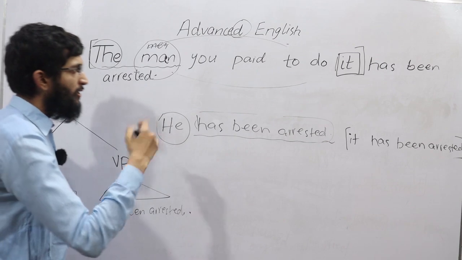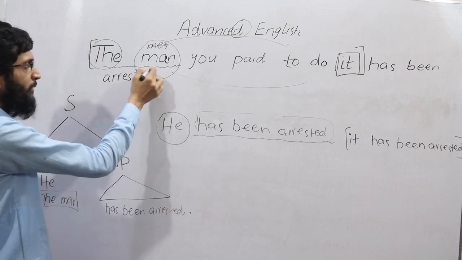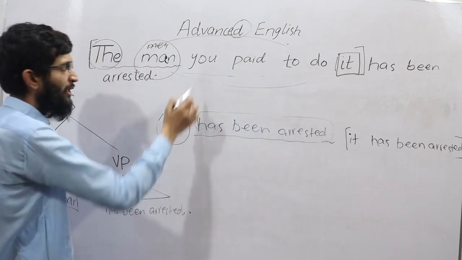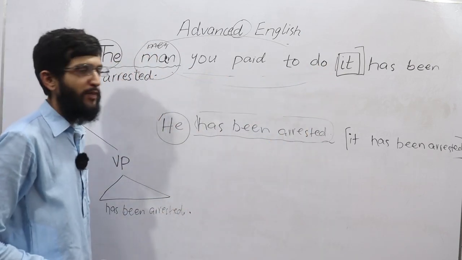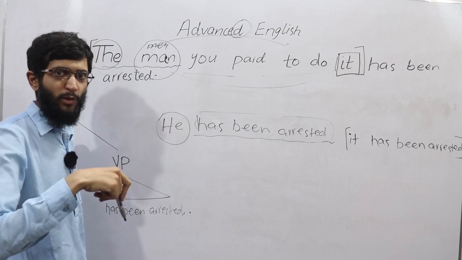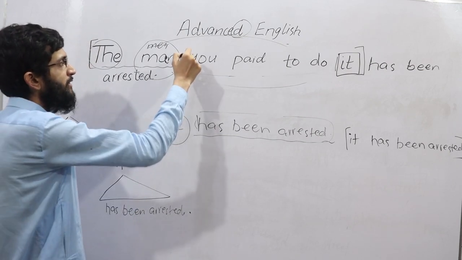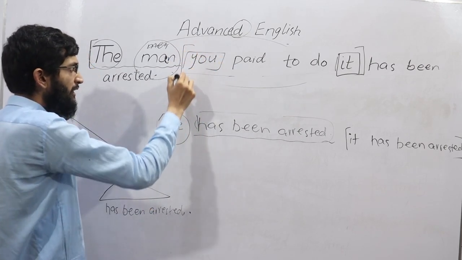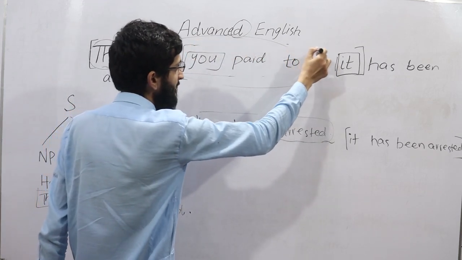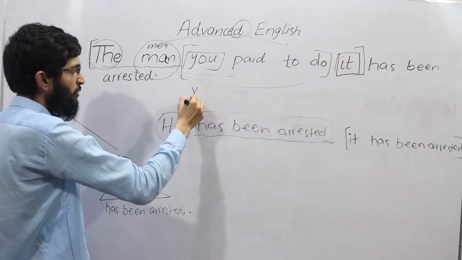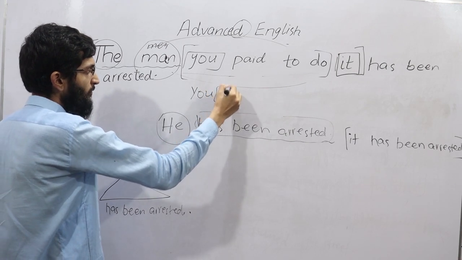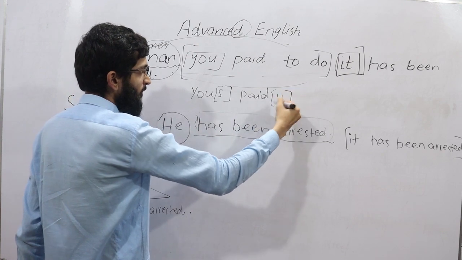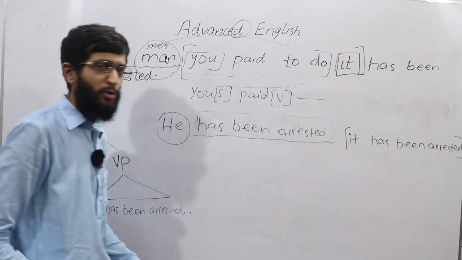If you are trying to give more explanation of that man, the man you paid to do it, the man who was paid to do it has been arrested. Like जिस आदमी को पे किया गया उसको अरेस्ट कर लिया गया है. यहाँ पे सब्जेक्ट हमने लगा दिया the man you paid to do it. यहाँ से एक मज़ीद एक सेंटेंस निकलता है. ये सेंटेंस है you paid, you सब्जेक्ट है, ठीक है, और paid उसका वर्ब है, paid वर्ब, आगे उसकी एक्सप्लेनेशन है paid to do it.